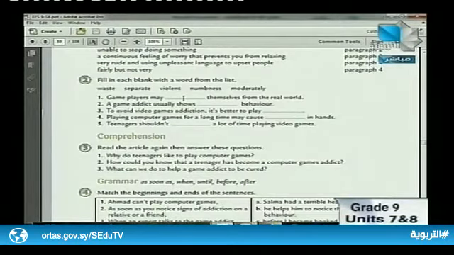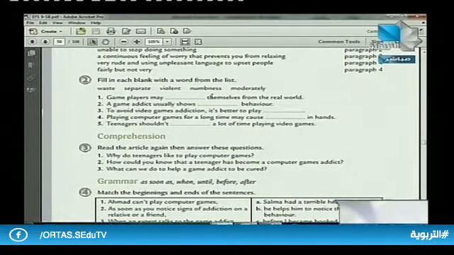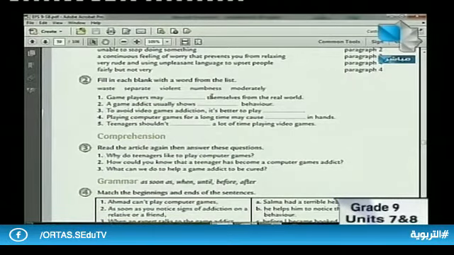Fill in each blank with a word from the list. Would you please read the words in the list first, of course? Waste, separate, violent, numbness, and moderately. Game players, we have to fill in blanks with these words. Game players may separate themselves from the real world. As we said, they may separate. It means to stay away from the real world.